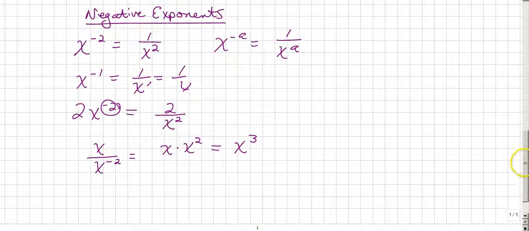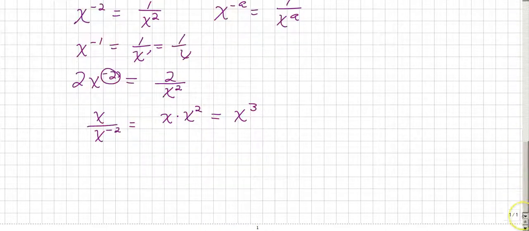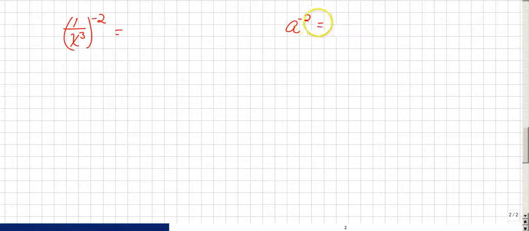Alright, so let's keep building here. Let's get a new page. Alright, let's switch colors. Let's go red. How about 1 over x to the third, to the negative 2? The negative 2 power, again, doesn't matter what that power is being applied to. It's the same as a to the negative 2. You would flip it to 1 over a squared.